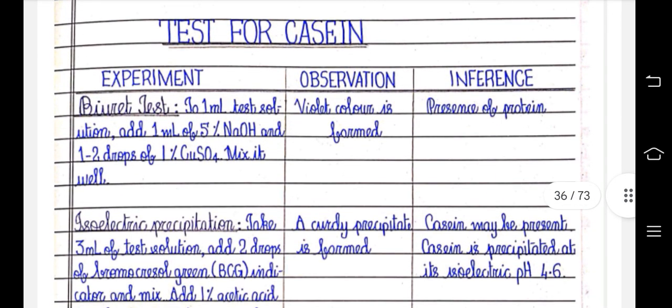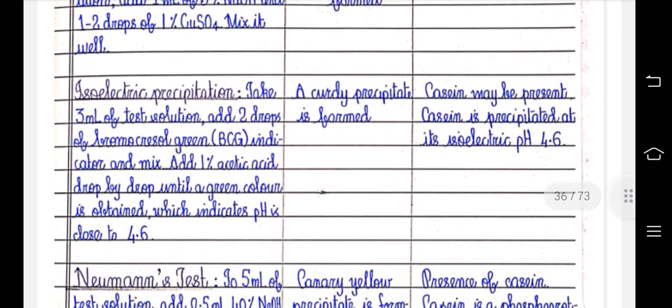Then test for casein. Experiment: biuret test. Biuret test is performed, turned out to be positive. And isoelectric precipitation. Take 3 ml of test solution, add 2 drops of bromocresol green indicator and mix, and add 1% acetic acid drop by drop until a green color is obtained which indicates pH is close to 4.6. A curdy precipitate is formed. Casein may be present. Casein is precipitated at its isoelectric pH 4.6. If this precipitate is not there, that means it will be albumin.